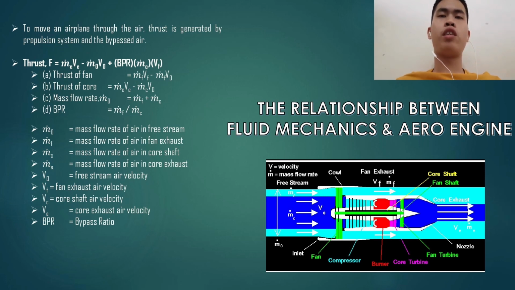The main equation of the thrust is F equals the thrust of the fan plus the thrust of the core plus the product of the bypass ratio, the core mass flow rate, and the fan velocity. The equations to get the values are as shown in this slide.